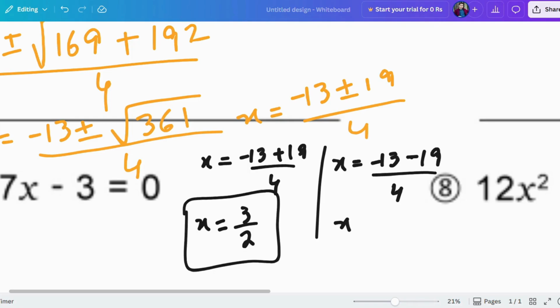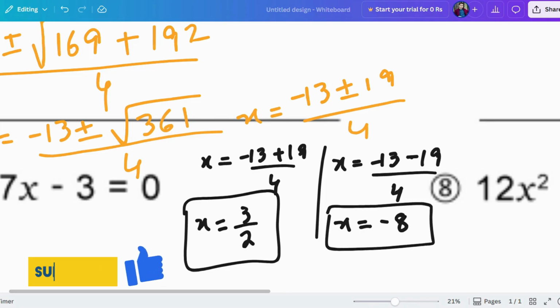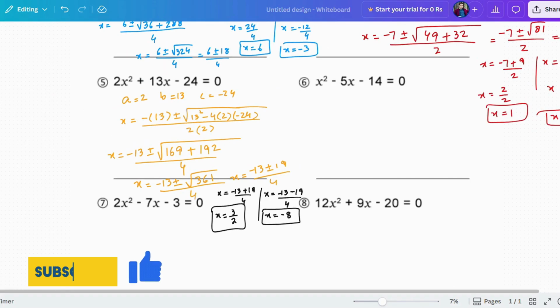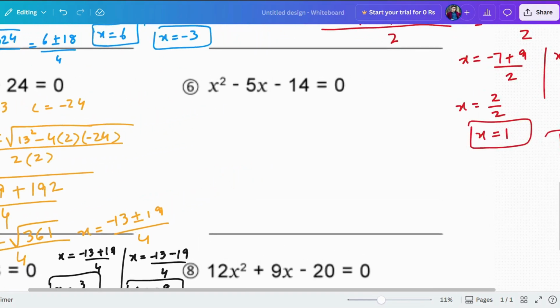And for this one, as you can see, it's minus 13 and minus 19. They will add together, makes it minus 32. So minus 32 divided by 4 is negative 8. That's about question 5. So now let's just move towards question 6 real quick.